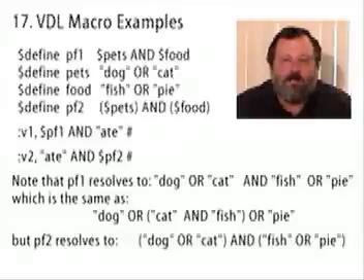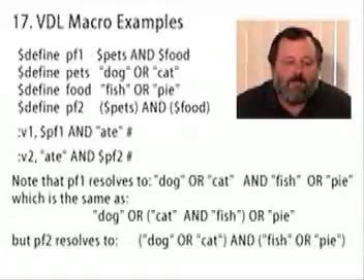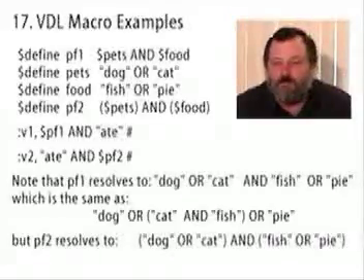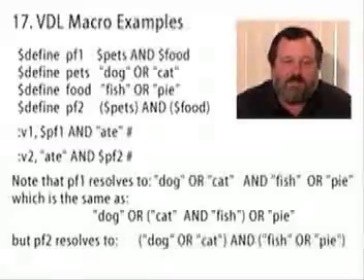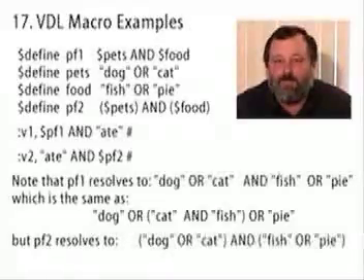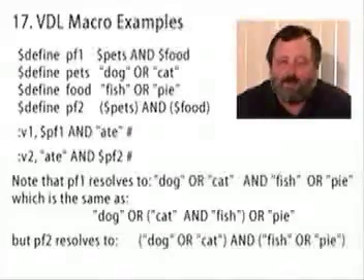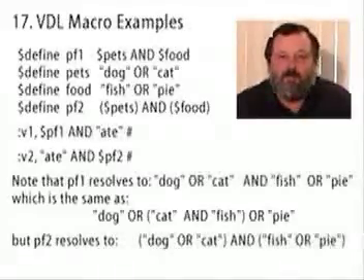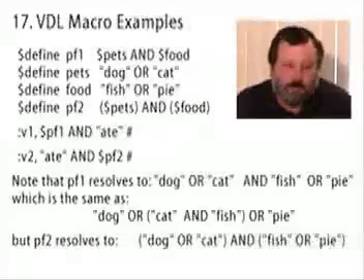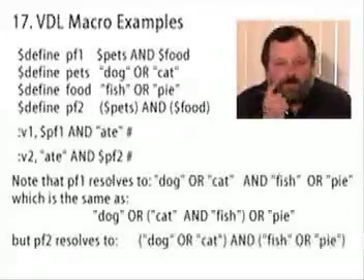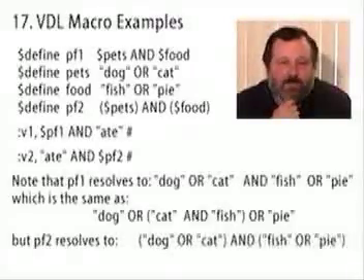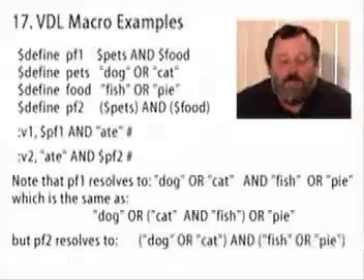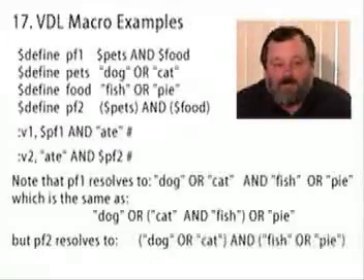Here are some examples of defining and using VDL macros. The first example defines a macro named PF1, whose value is $pets and $food. $pets invokes a macro named pets, which has not yet been defined, but that's okay. In the definition of a macro, you can refer to other macros which will get defined later. You just cannot use a macro in a VDL rule before it's defined. The second line defines the macro pets as dog or cat. The third line defines the macro food.